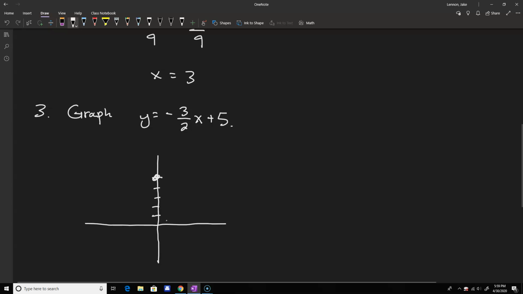So that means if you move from the y-axis down 3 and right 2, you will find another point on the line. And then once you have 2 points on the line, that is enough to sketch the graph. 2 points uniquely determine a line. And that's all you have to do to graph a line given the slope-intercept form.